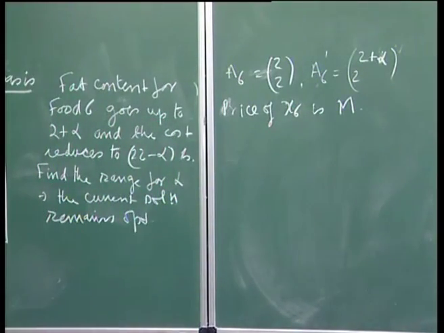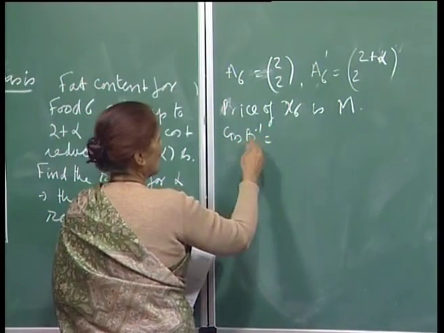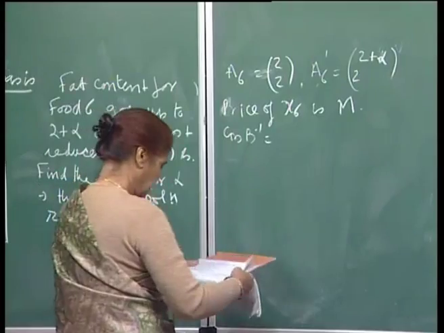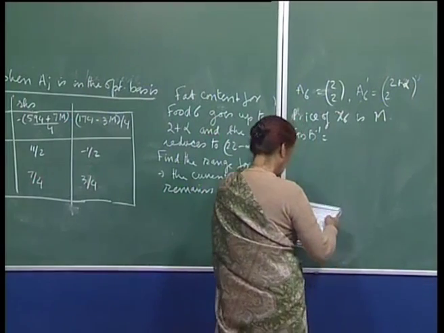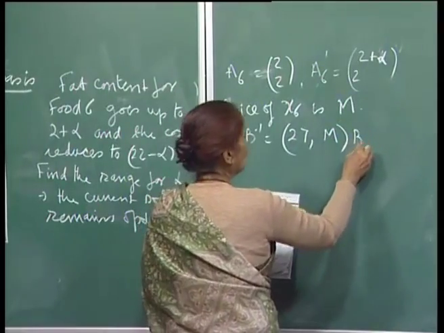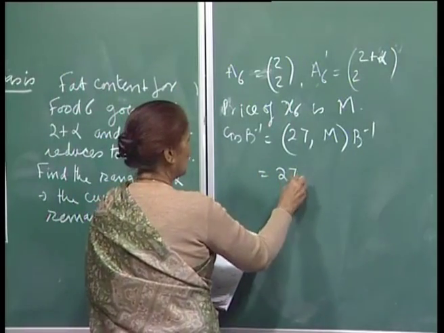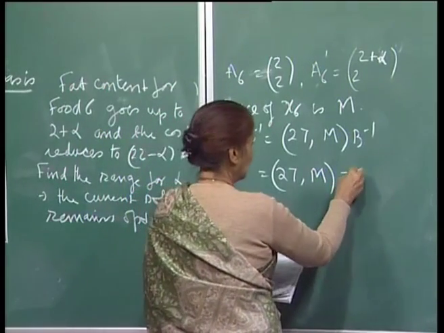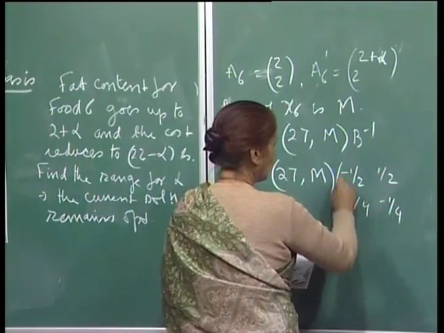Price of X6 is M. Okay. So, which means that your CBB inverse has become, because X6 is the second one, and what is your price for this thing? For the first one, yes, X5. So, this is 27 and this will be M, right, and this will be B inverse. So, this will be your new CBB inverse, which means that this will be 27 M, and yes, so B inverse is minus 1 by 2, 1 by 2, 3 by 4, minus 1 by 4, right.